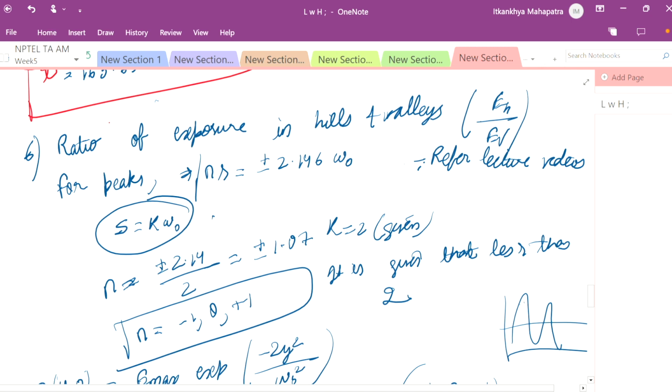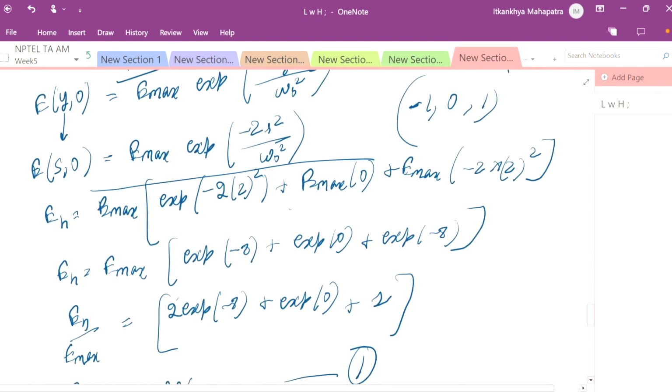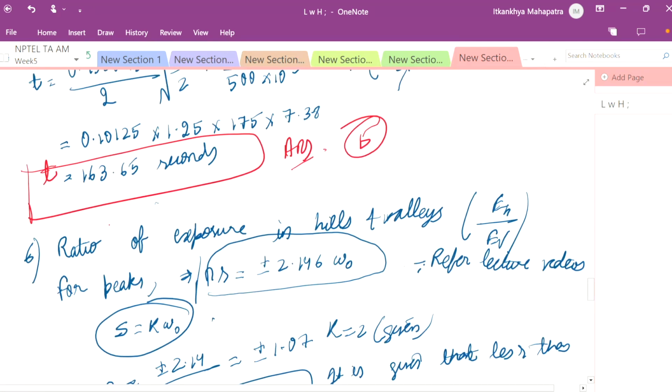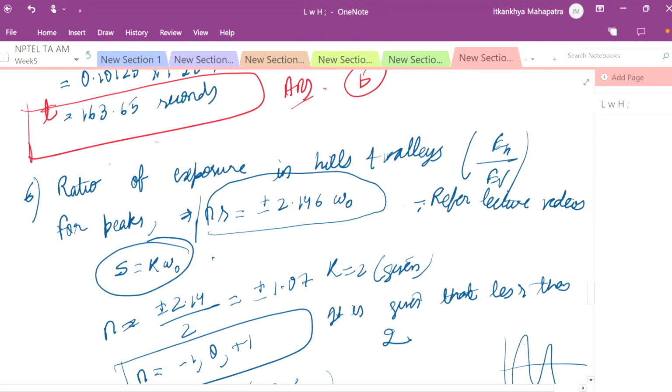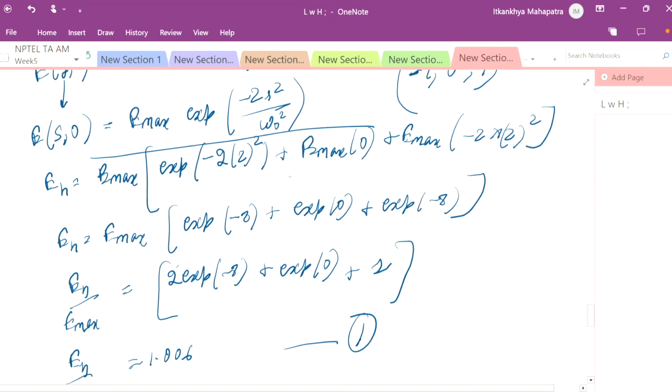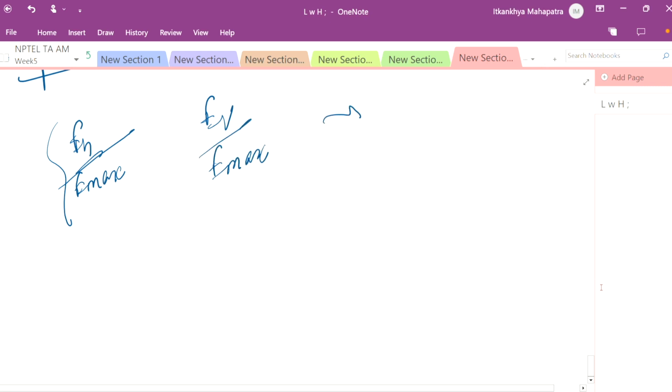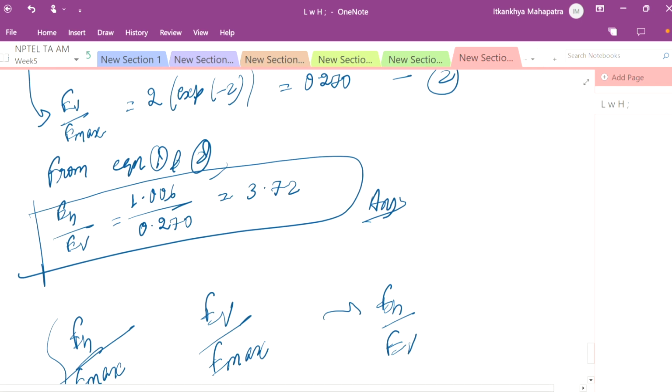So for peaks we have this particular relation, and for valleys we have this particular relation. Accordingly, we solve this for maximum exposure, Emax. We solve first for EH by Emax, that is exposure of hills to maximum exposure. Then we solve for exposure of valleys to maximum exposure, and subsequently we get the relation EH by EV, that is exposure of hills to exposure of valleys.